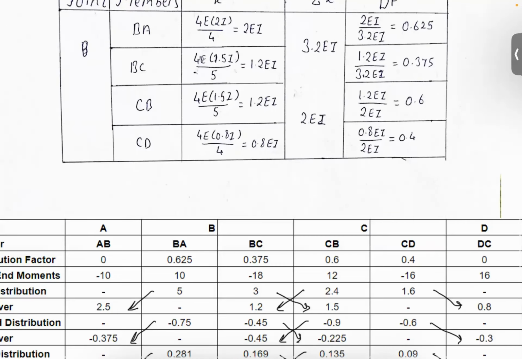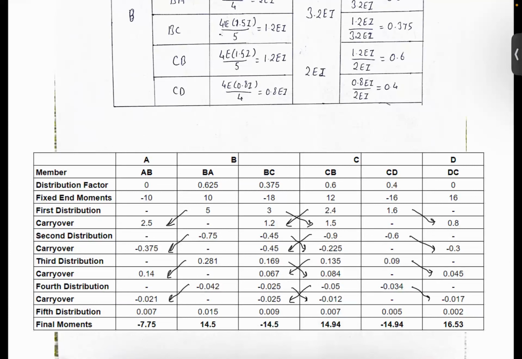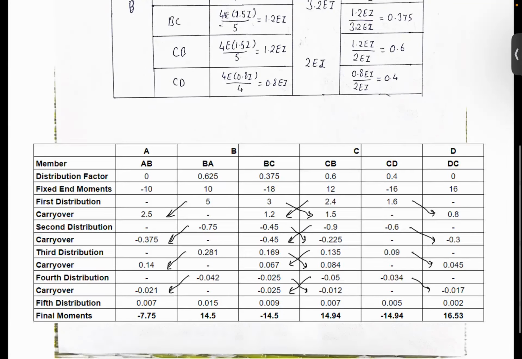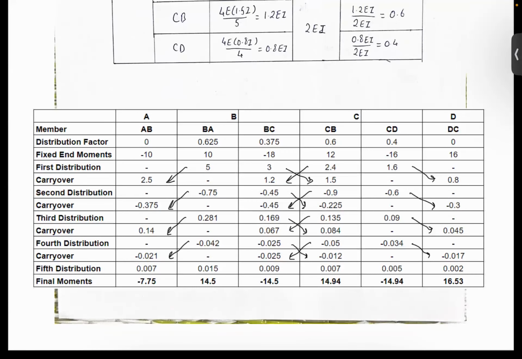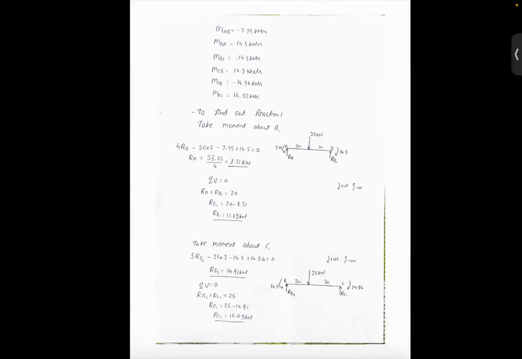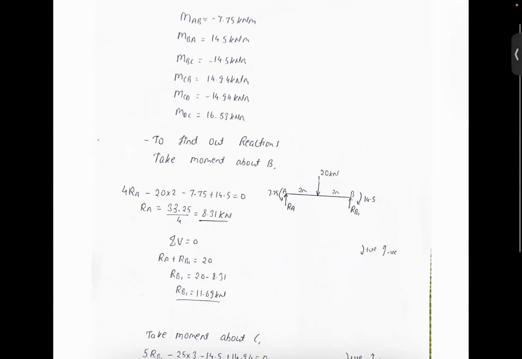Now here we made a table at the joints A, B, C, D, and we showed all the members AB, BA, BC, CB, CD, DC and the distribution factors. The fixed end moments which we calculated are also shown here. Now we have to use the standard method: first distribution, then carryover, then second distribution, and so we calculate the final moments. This is how I calculated it. So we got all the moments.